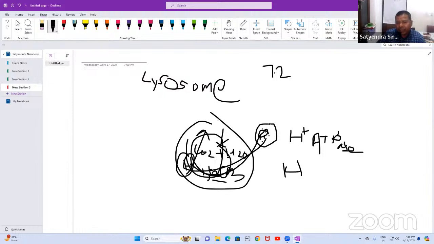And the protein content is also less in comparison to others, because other membranes have characteristic features of certain enzymatic activity, and they also have receptors and other transport systems.